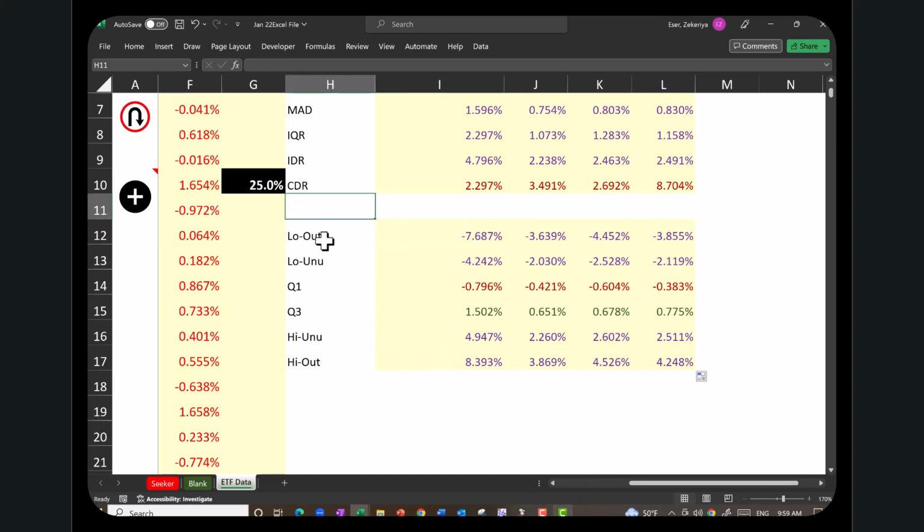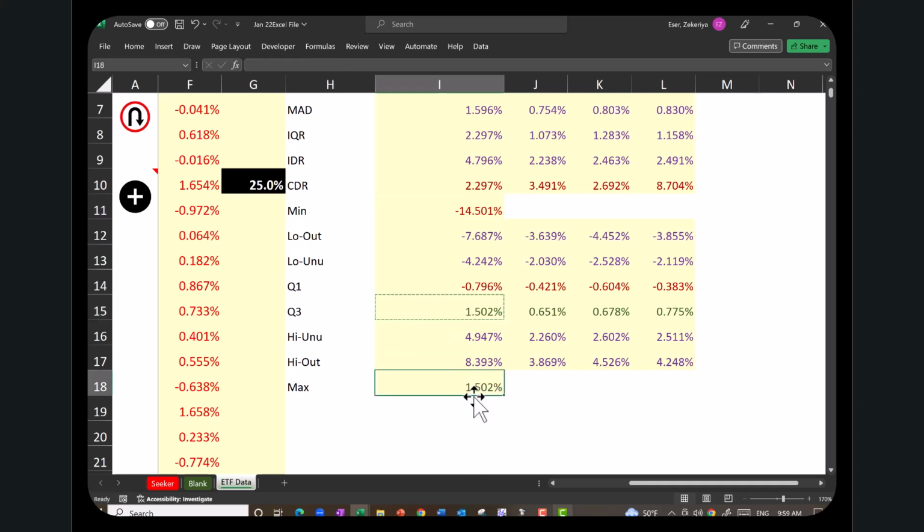Maybe I should also do the min, max. As you know, min is, as far as Excel is concerned, the 0th quartile. And the max is the 4th quartile. Like the 100th percentile. Well, that's the largest ever, right?